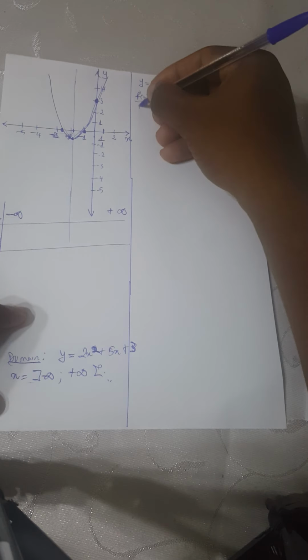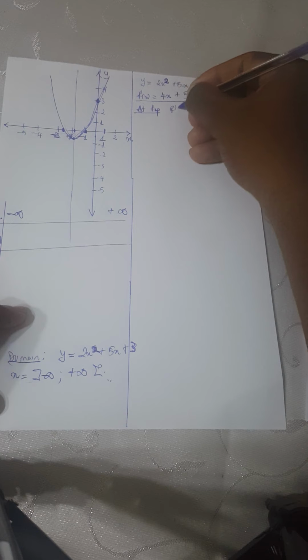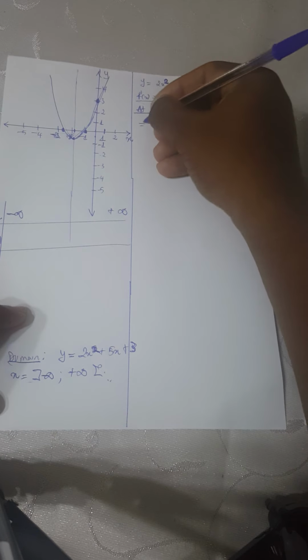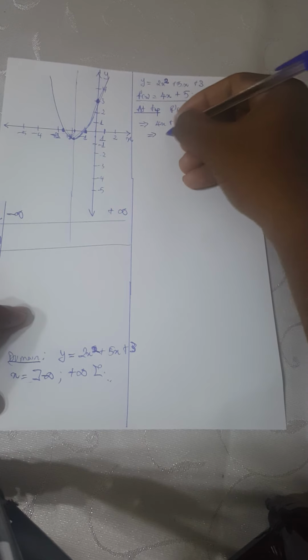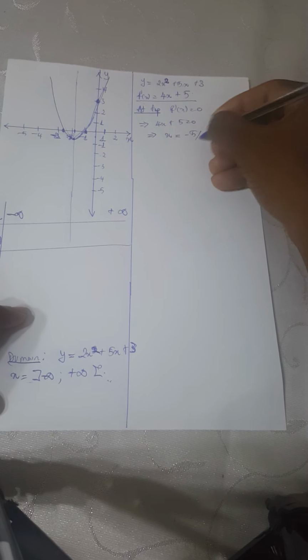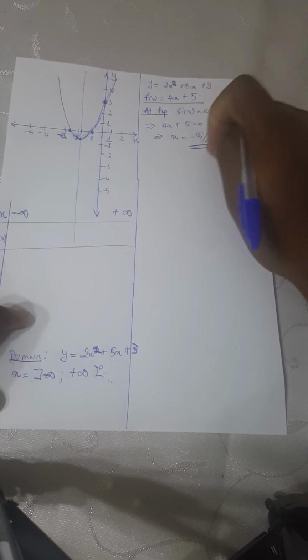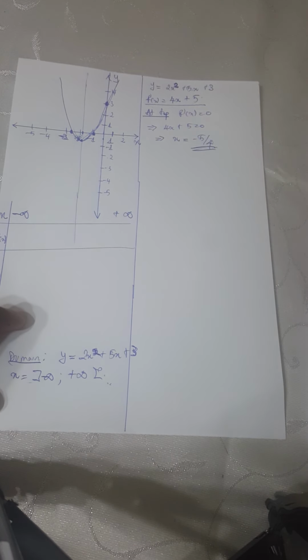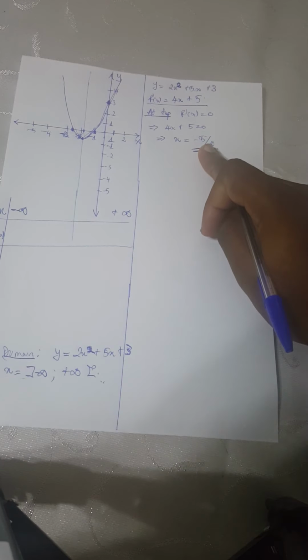At the turning point, f prime of x will be equal to 0, so it implies that 4x plus 5 is equal to 0. So at the turning point, x is equal to negative 5 over 4. This is the corresponding point where x is the turning point.